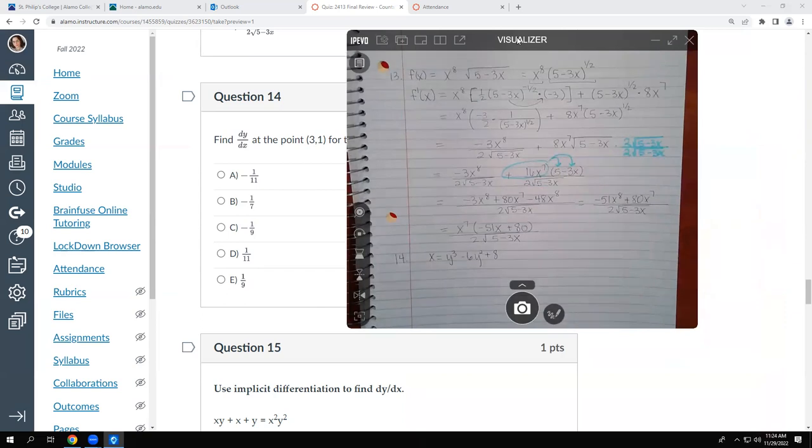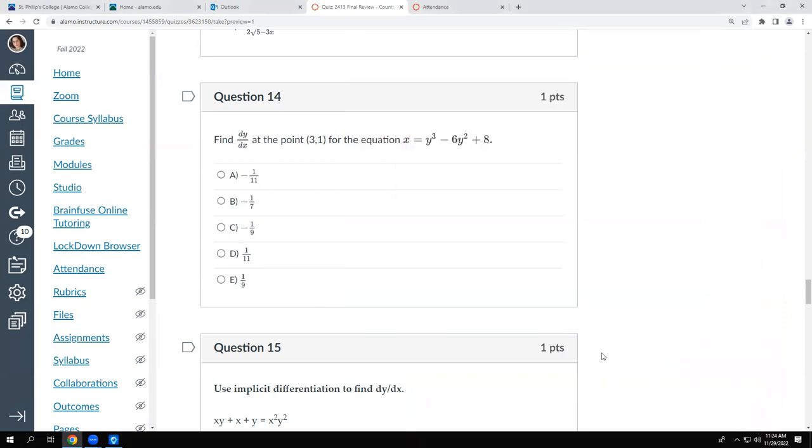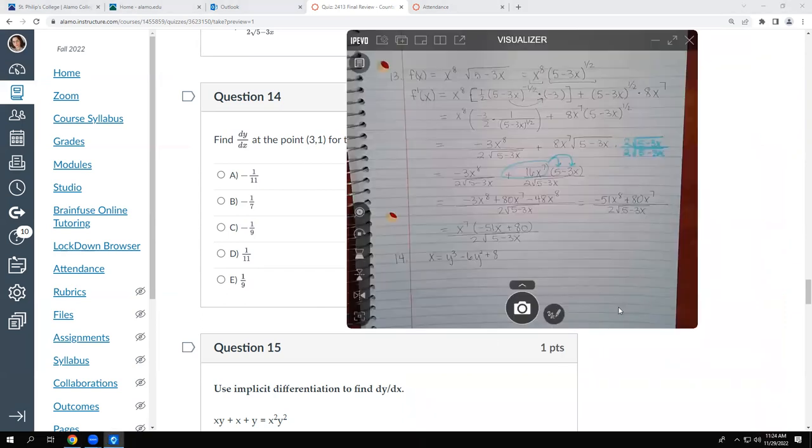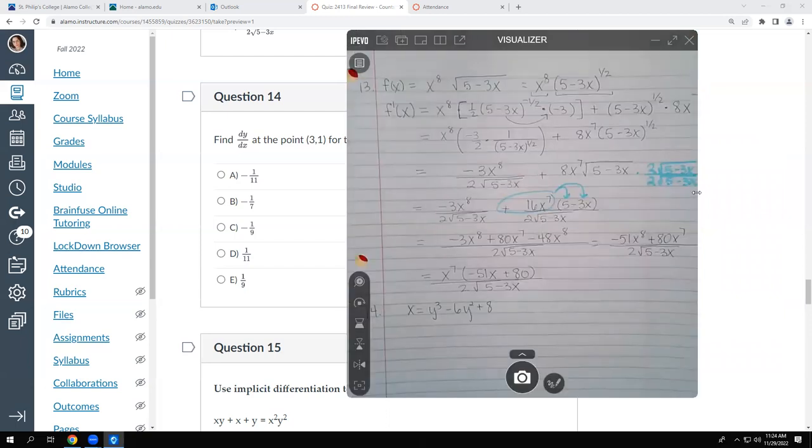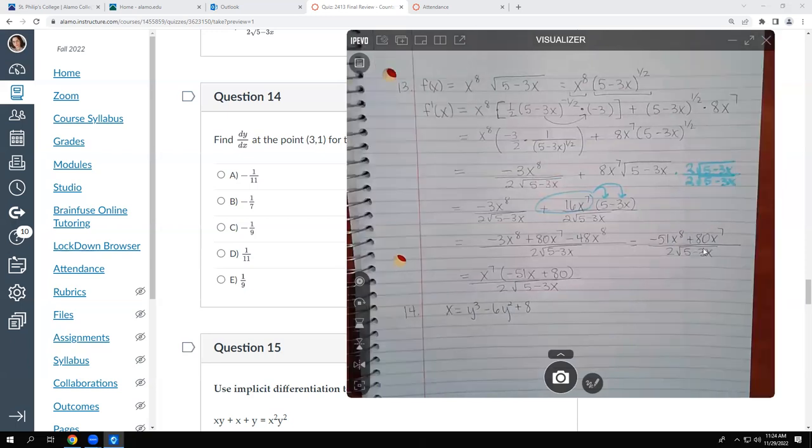Okay, so this one says find. Oh my God, there it goes. I'm just going to try to keep them both up here so we can see the answers.